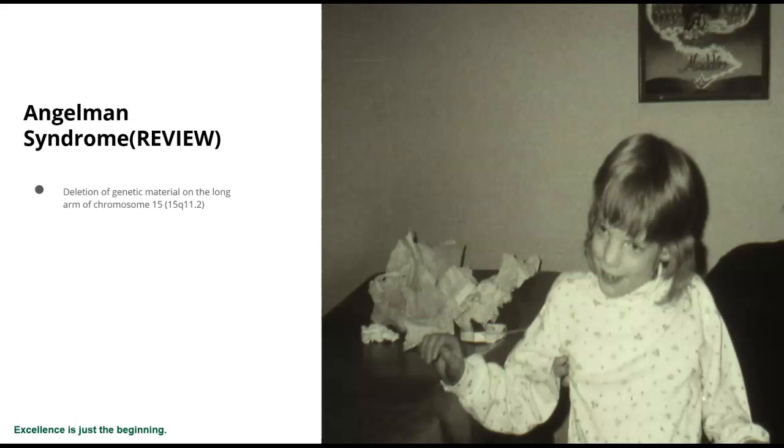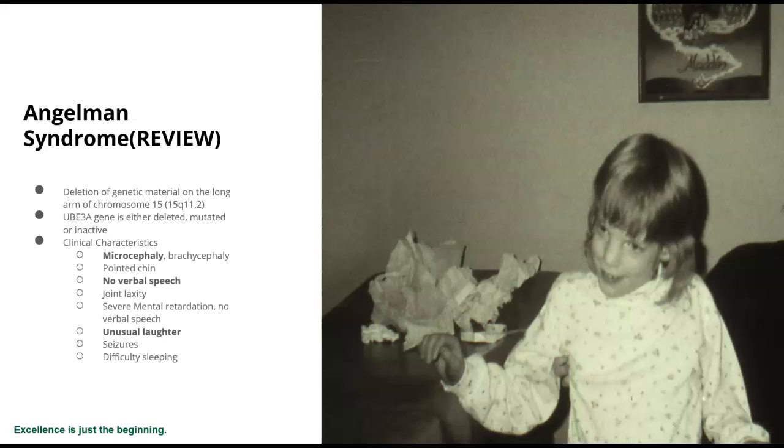Angelman syndrome, I know we talked a little bit about this in the failure to thrive, but it's a deletion of 15q11.2, and it's the UBE3A gene, but it's also an imprinted gene. It's the maternal copy that is missing because only the maternal copy of this gene is on. Clinical characteristics include microcephaly, pointed chin, no verbal speech, joint laxity, severe mental retardation, unusual laughter, seizures, and difficulty sleeping. They used to call this the happy puppet syndrome. We've tried to get away from those particular names.